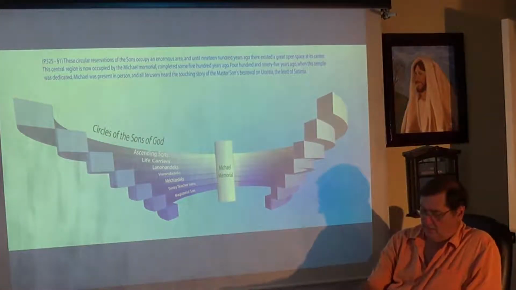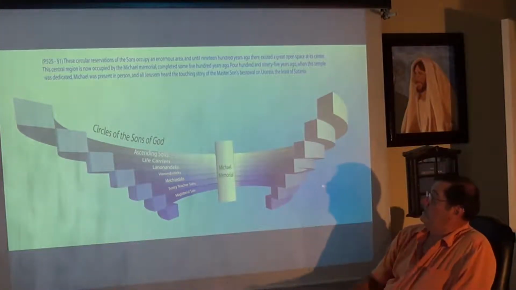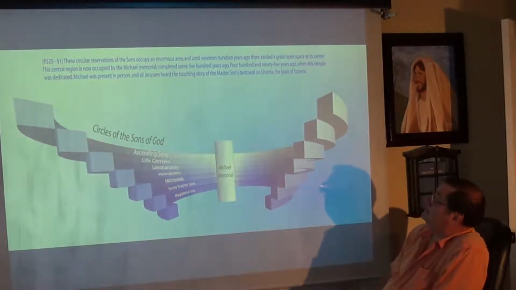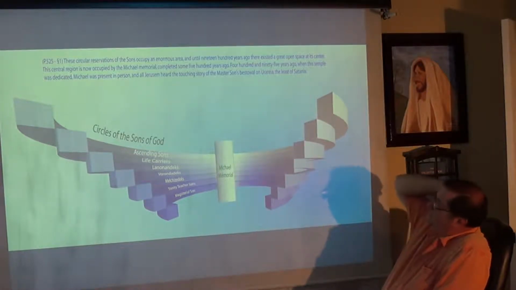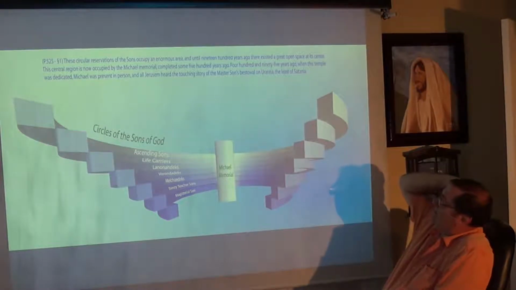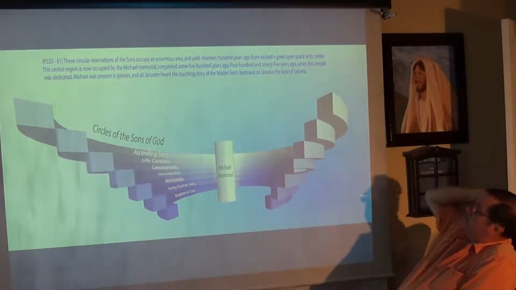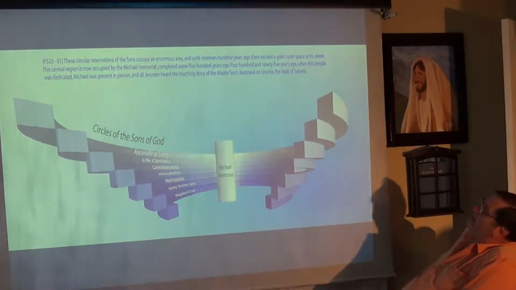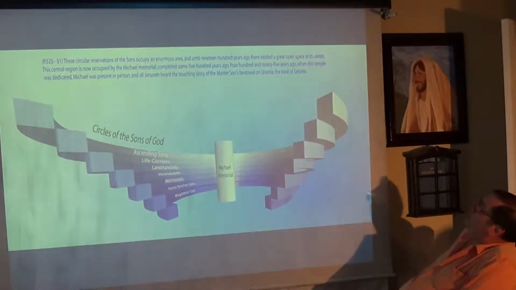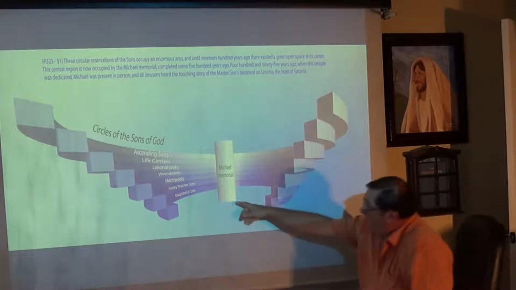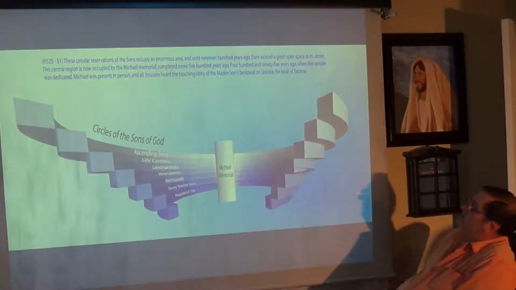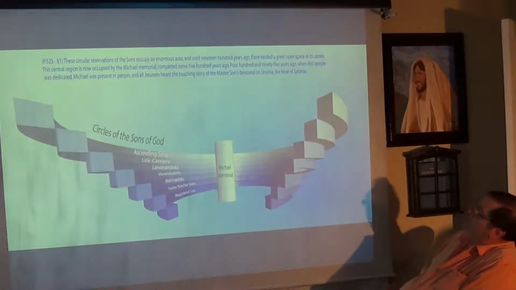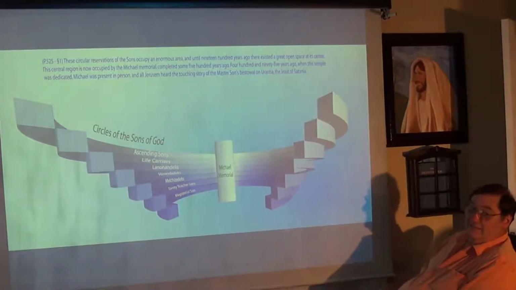And this is a picture of the dwelling place of the Sons of God. And what's interesting about this is it says the circle reservations of the sons occupy an enormous area. Until 1900 years ago there existed a great open space at its center, right here. This central region is now occupied by the Michael Memorial, completed some 500 years ago. That's not long ago, is it?